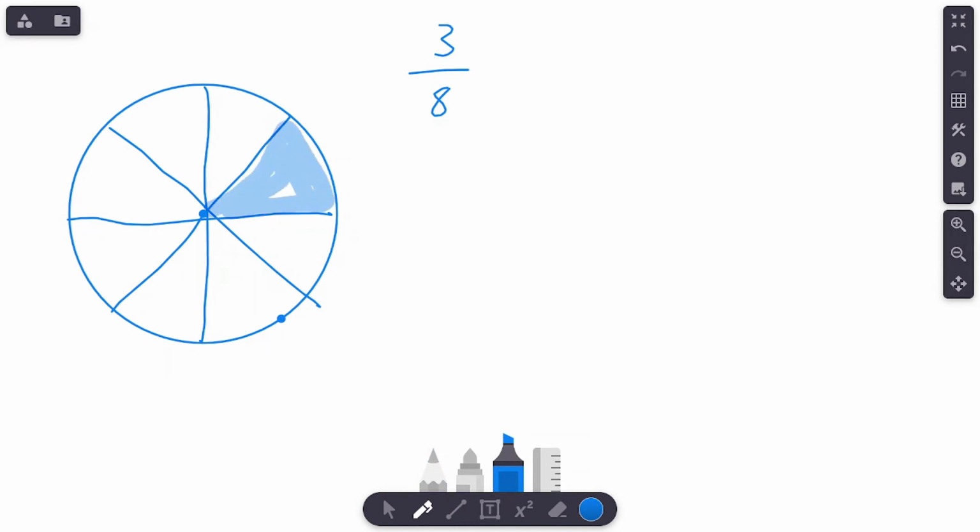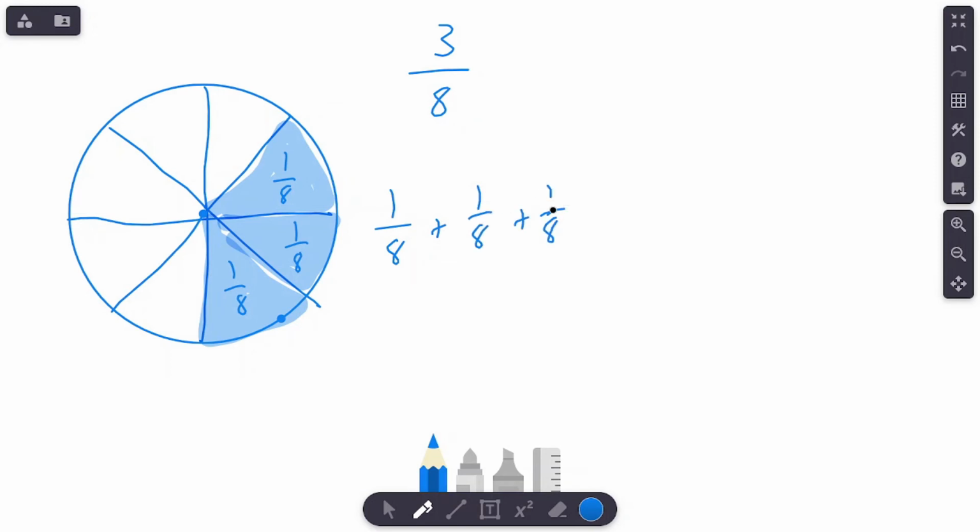So there's 1/8. Here is 2/8, and here is 3/8. All right, so what we have here is 1/8, 1/8, and 1/8. And to represent this as addition, this would be 1/8 plus 1/8 plus 1/8.